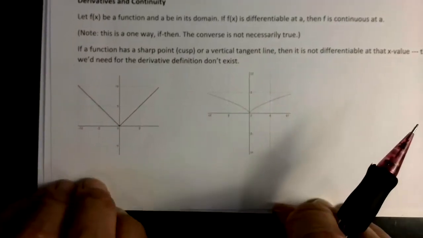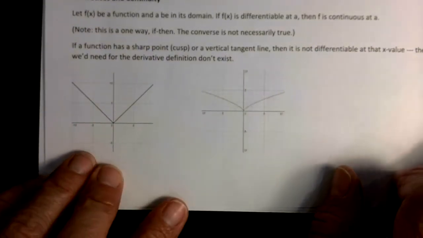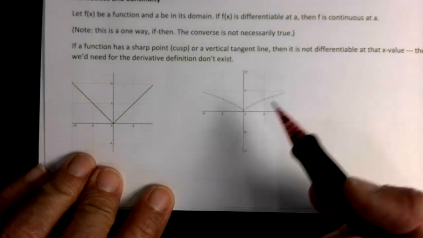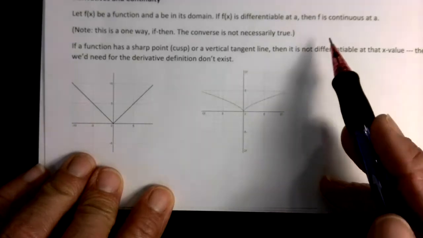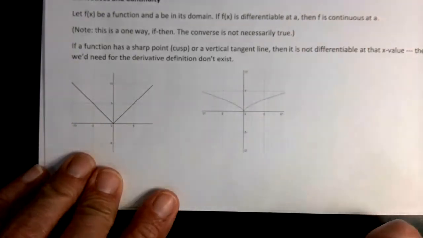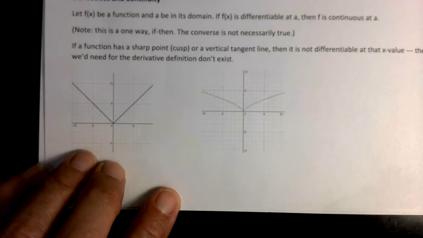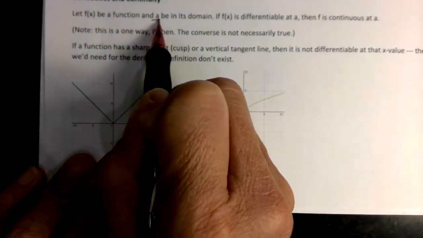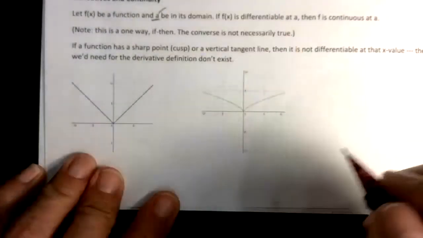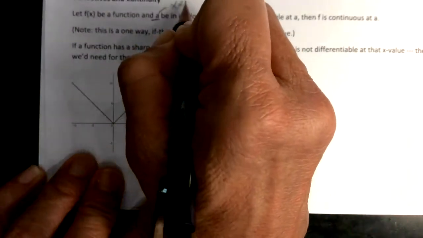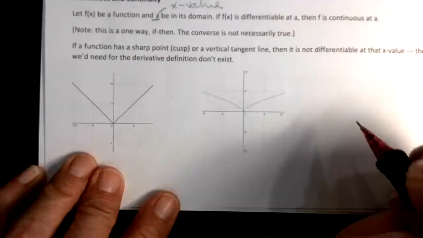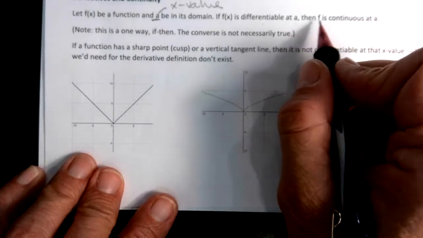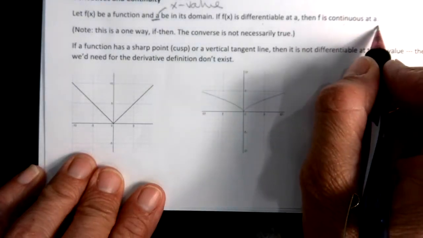So just a real quick comment on derivatives and continuity. The reason why I like to put this here is that it has a logic component in here that's kind of important for a lot of aspects, not just calculus. So let f of x be a function and let a, so a is an x value, be in its domain. If f is differentiable at a, then f is continuous at a.